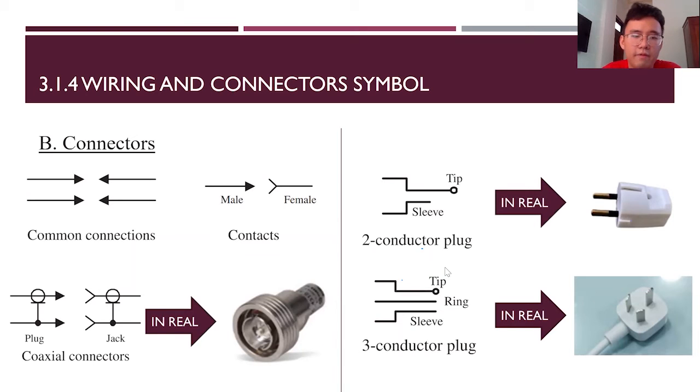About the connectors, we have common connections, contact with push male and contact female, or some push like female-female or male-male. Moreover, we have coaxial connectors, 2-plugs and 3-plugs, and in Vietnam we use 2-plugs more than 3-plugs. 2-plugs have a tip and sleeve, while 3-plugs have another one, the ring.